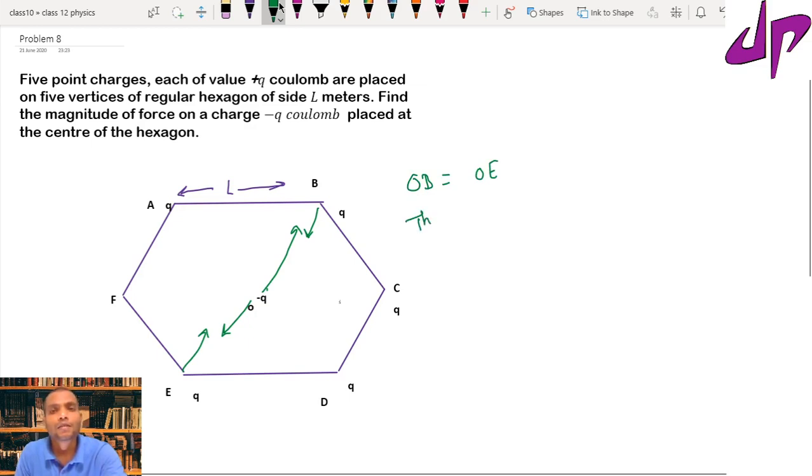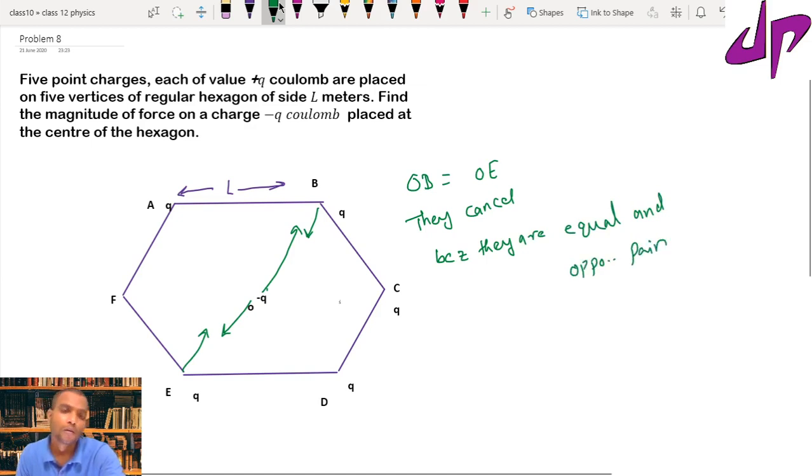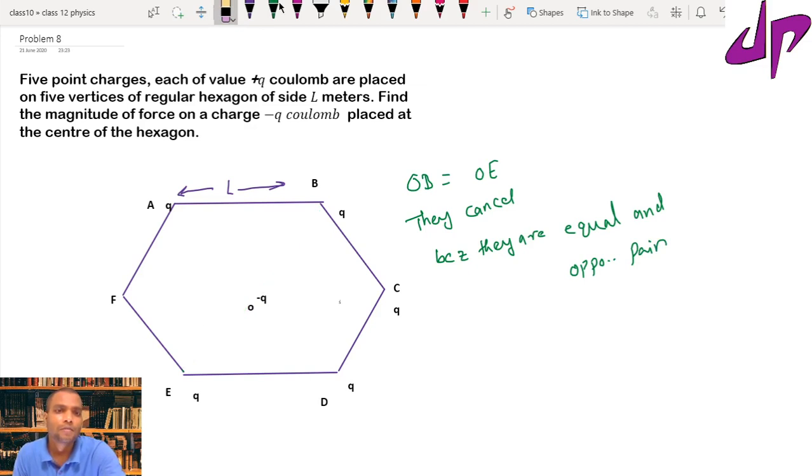They cancel each other because they are an equal and opposite pair. So there is no resultant force in this direction. Similarly, if we can see the same, from O to A the resultant force is in this direction, and from O to D the resultant force is in this direction.